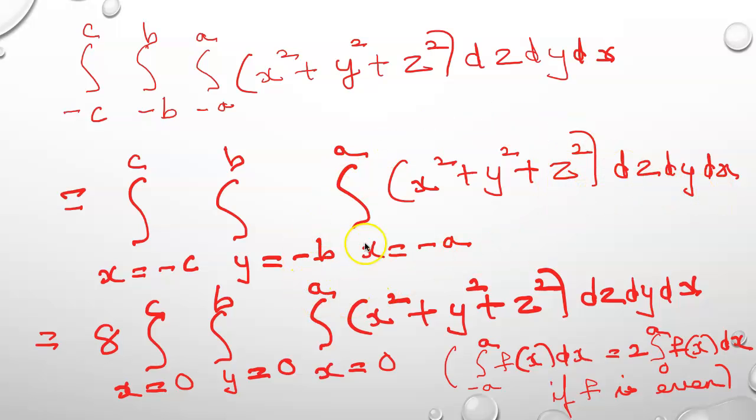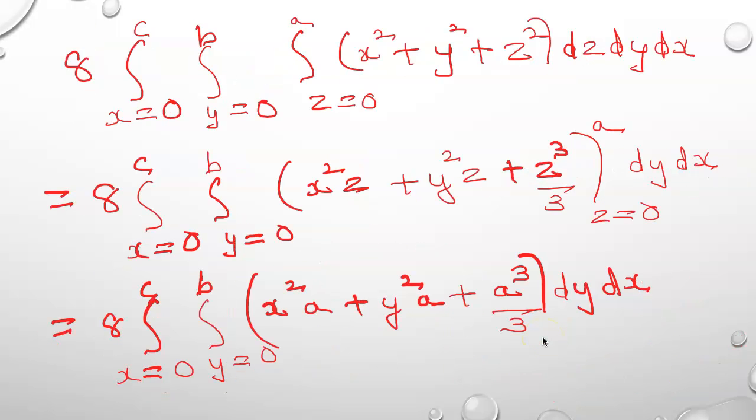The first integral we are integrating with respect to z. Now we have a property that integral minus a to a f(x) dx is twice integral 0 to a f(x) dx if f is even. F is even because x squared, y squared, z squared are all even functions. So this becomes 2 into 2 into 2, that is 8, integral x equal to 0 to c, integral y equal to 0 to b, integral z equal to 0 to a, x squared plus y squared plus z squared, dz, dy, dx. So this is the last step which we had in the previous slide.